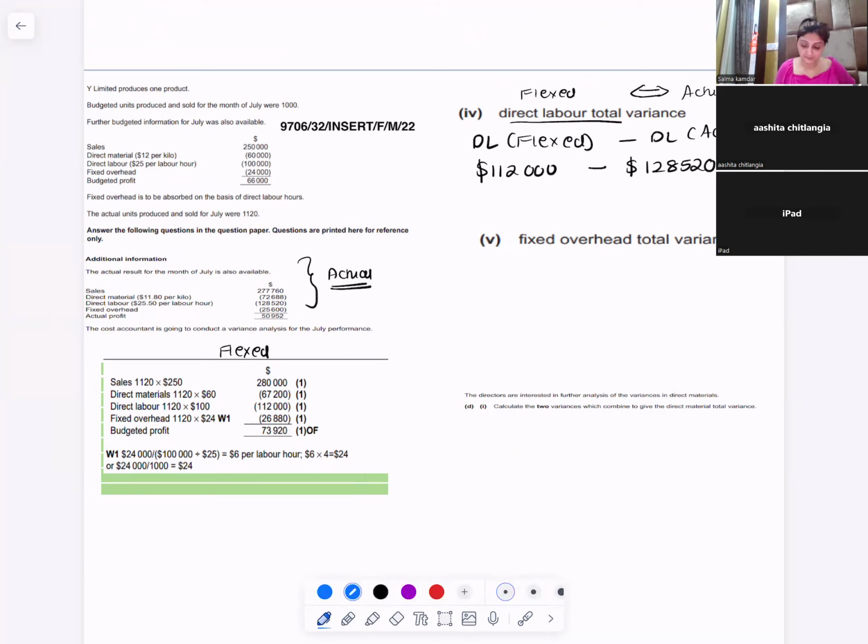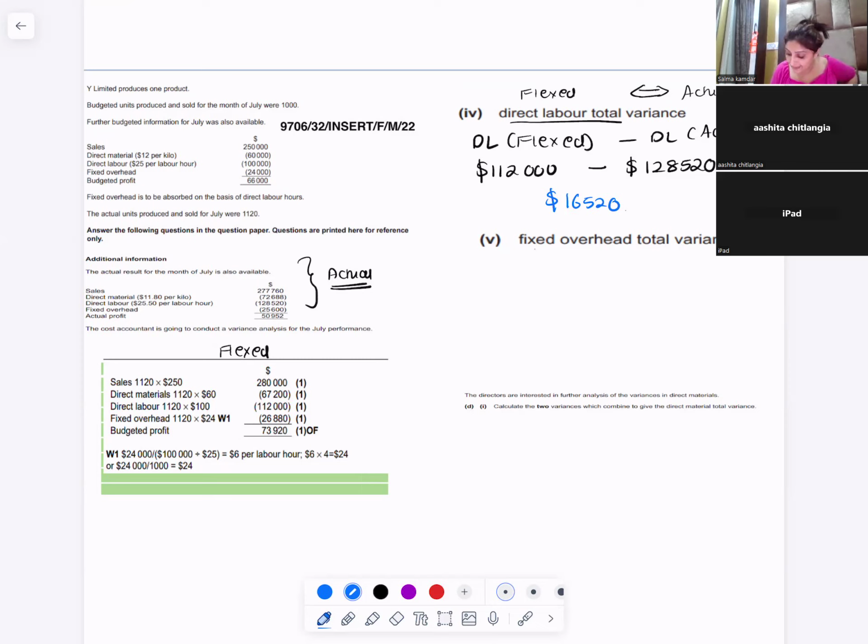Now can you please explain the interpretation of this? The interpretation is that the direct labor as per the flex budget is 112,000. You were expected to spend 112,000 for the actual number of units, but you spent 128,520, which is more. So it's adverse, and it's adverse by 16,520.